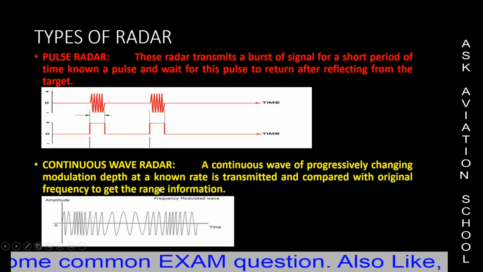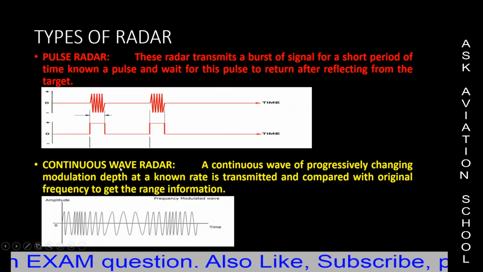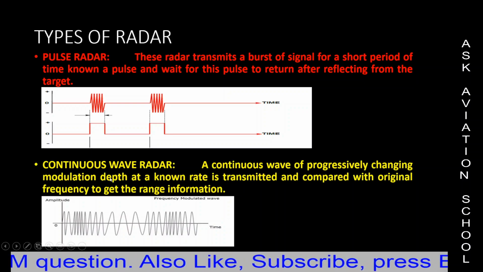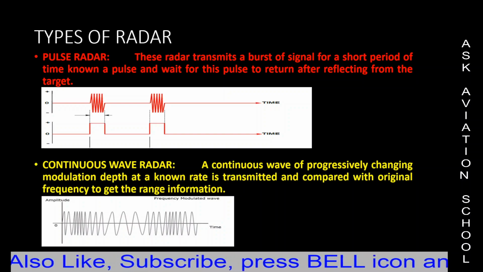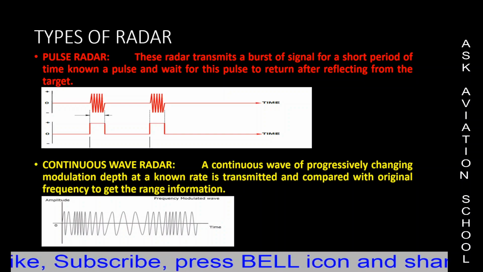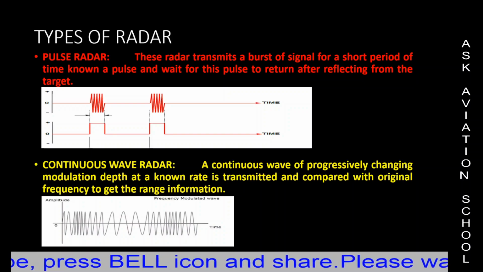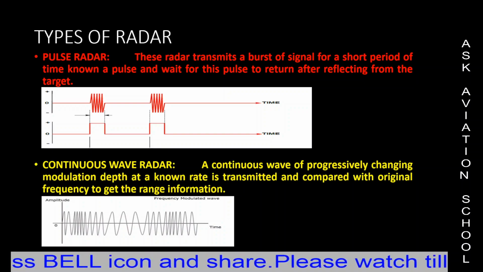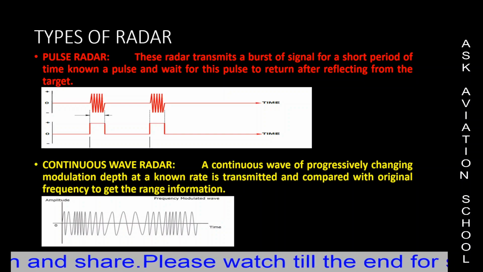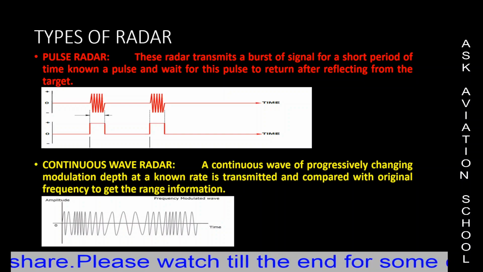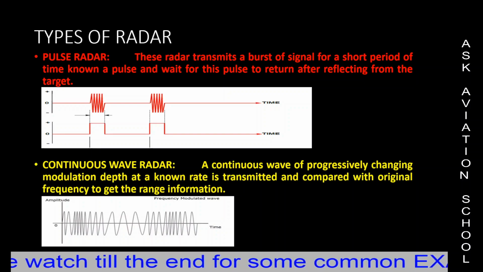Whereas the continuous wave radar transmits a progressively changing wave which is modulated, and this modulation depth is known to the transmitter. The reflected signal is compared with the frequency which is being transmitted at that moment, and the change in the modulation is what is used to resolve the range and the direction of the target. We will talk about the continuous wave radar in some class in the future.